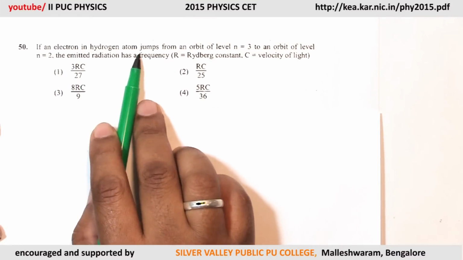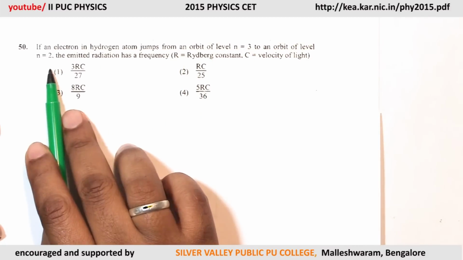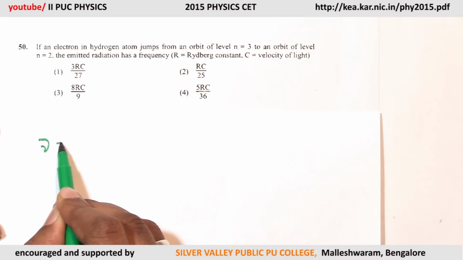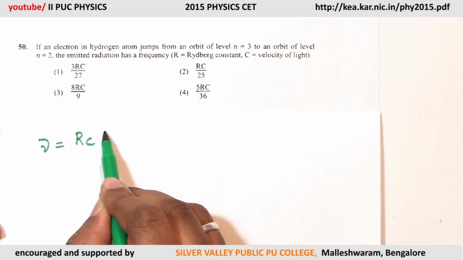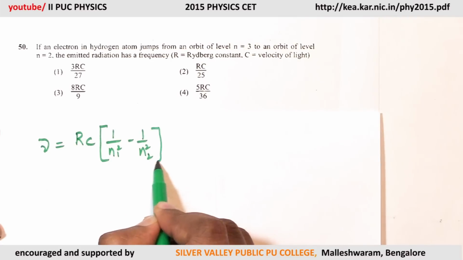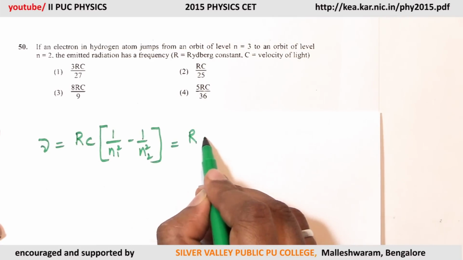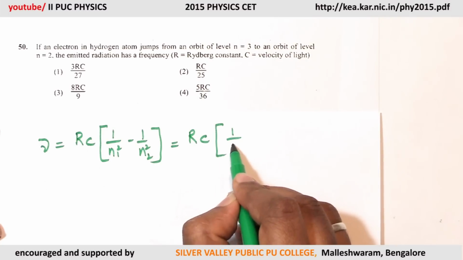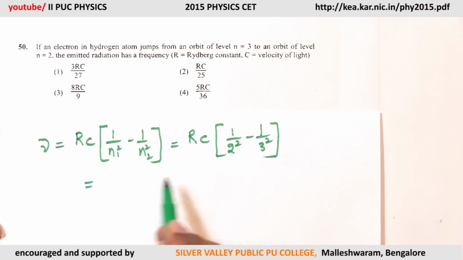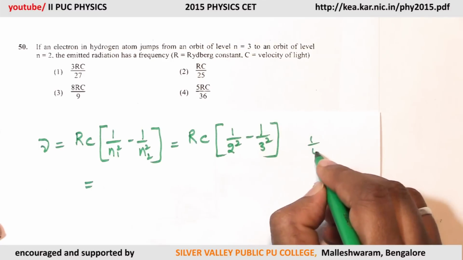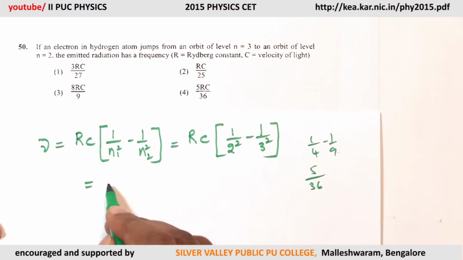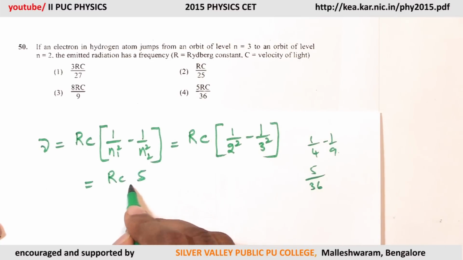If an electron in hydrogen atom jumps from 3 to 2, then emitted radiation has a frequency. Frequency of radiation is given by Rc into 1 by n1 square minus 1 by n2 square, equal to Rydberg's constant, speed of light, 1 by 2 square minus 1 by 3 square. This is 4. 1 by 4 minus 1 by 9 is 5 by 36. Rc 5 by 36.